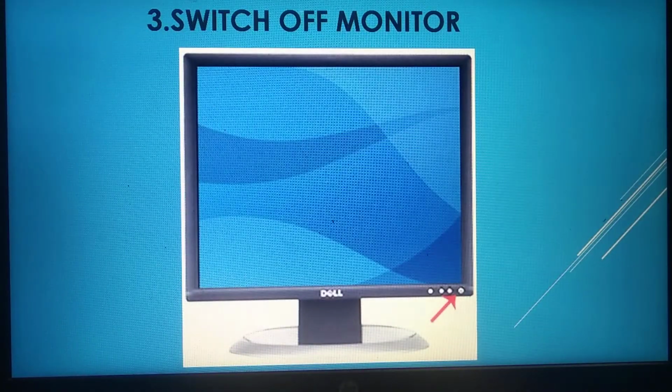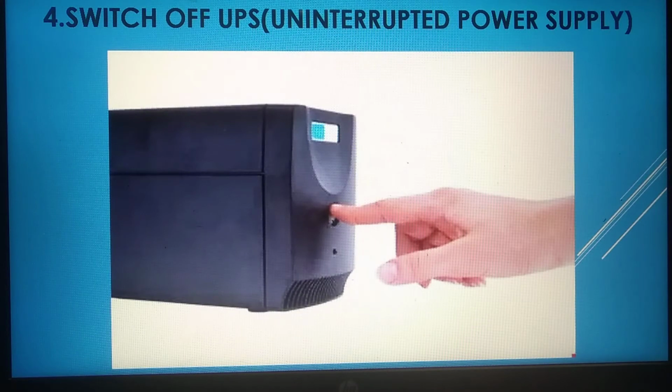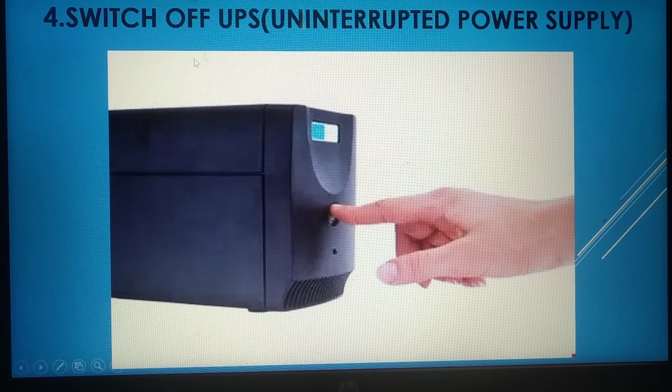Next you have to switch off the monitor. See here, the monitor power button is there. That power button you have to switch off. Fourth one, switch off the UPS. UPS is uninterrupted power supply. It works like a battery to provide some electricity for your computer to work some more time. When the electricity switches off, when power goes, that time you can use this UPS as a battery to provide some electricity to your system.